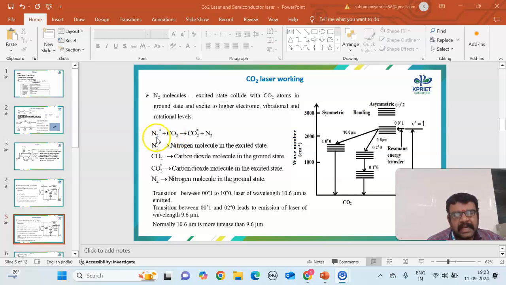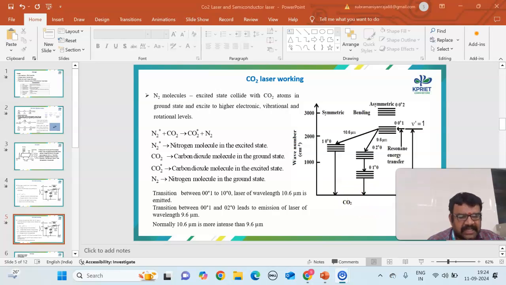Here the energy is in the nitrogen atom, which is in the excited state, and it collides with the nearby carbon dioxide atom, which is in the ground state. As a result of colliding with carbon dioxide, the nitrogen atom transfers its energy to the carbon dioxide. So the carbon dioxide is getting higher energy, whereas the nitrogen atom is losing energy to the carbon dioxide. If you look at the figure, we have carbon dioxide and nitrogen.